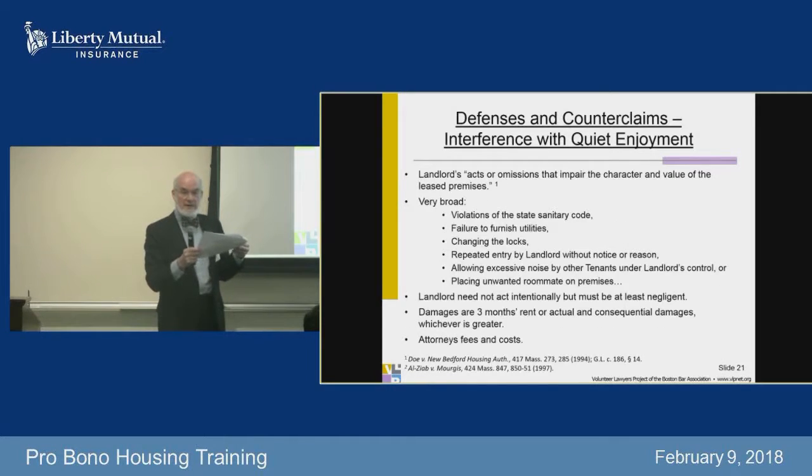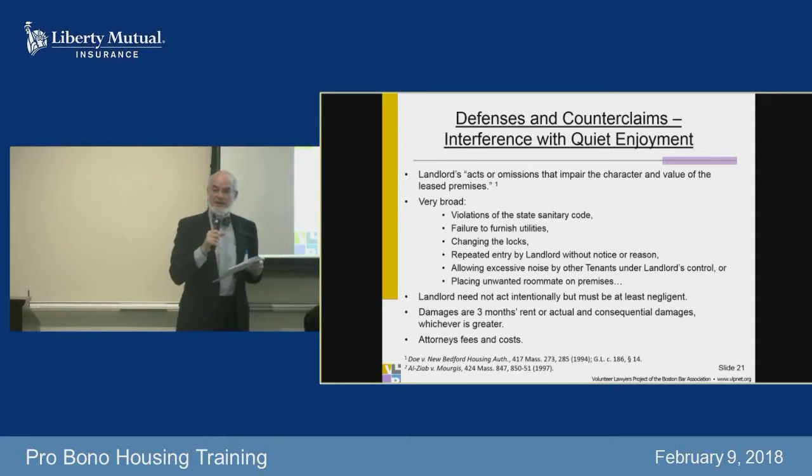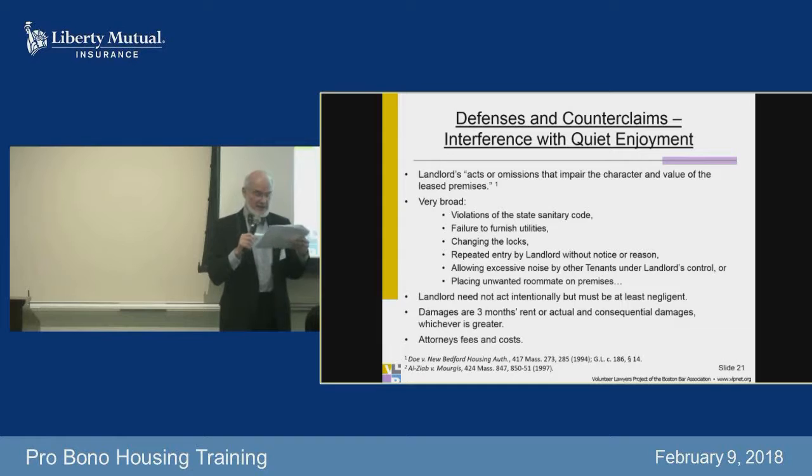Is that part of 8A, or is that a... So that's not an 8A, it's in a different statute. It's Chapter 186, Section 14.